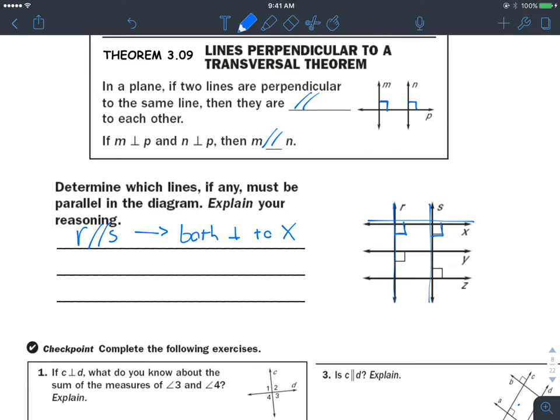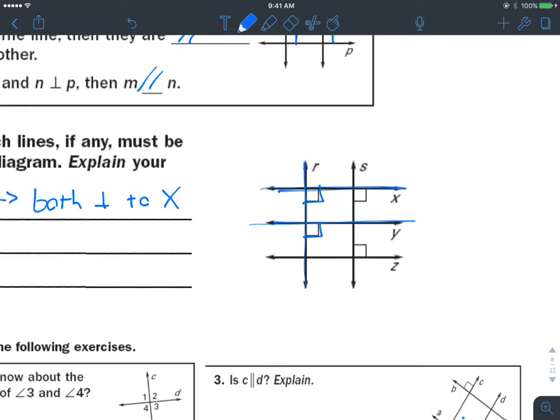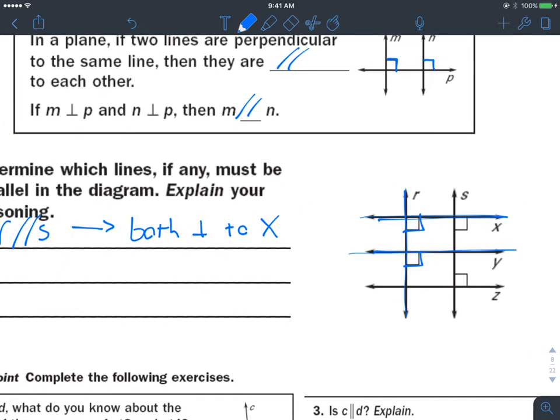Okay, let's see what else we got here. I guess I'm seeing here as well, you have this line right here, x is going to be parallel to y, because they are both perpendicular to R right there. So let's write that x and y.